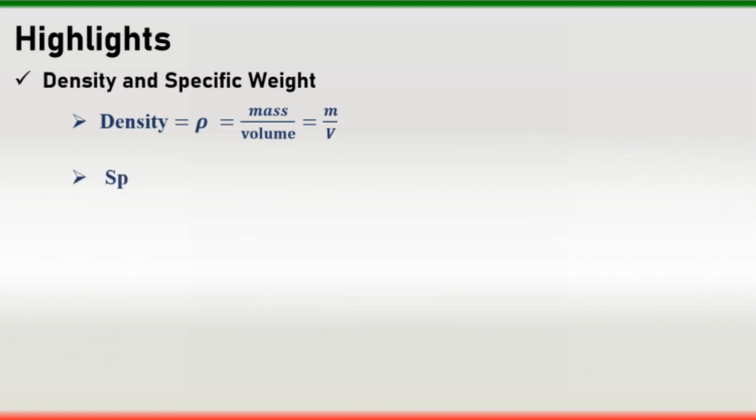Next, specific weight. Specific weight tells us how heavy a substance is for a given volume. It's like the weight of a certain amount of material in a specific space. For example, a big balloon filled with helium is lighter per cubic meter than a balloon filled with air. The formula of specific weight is weight divided by volume. We can also calculate specific weight using density and gravity.